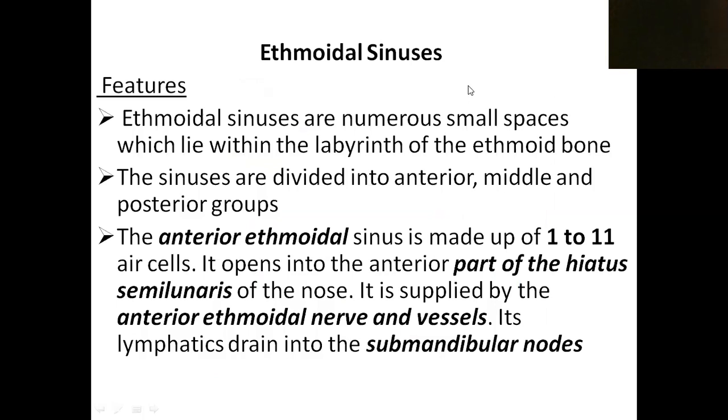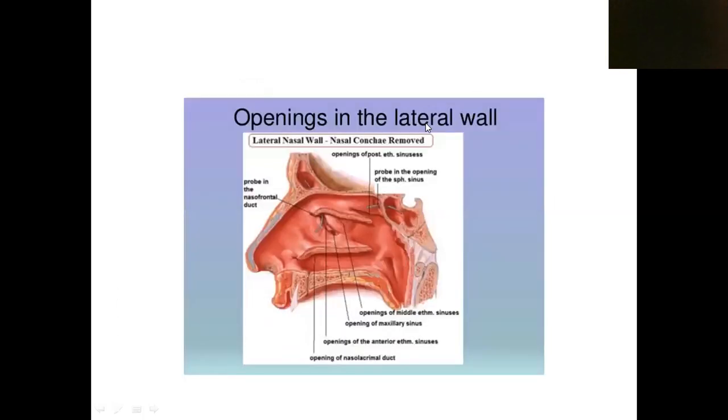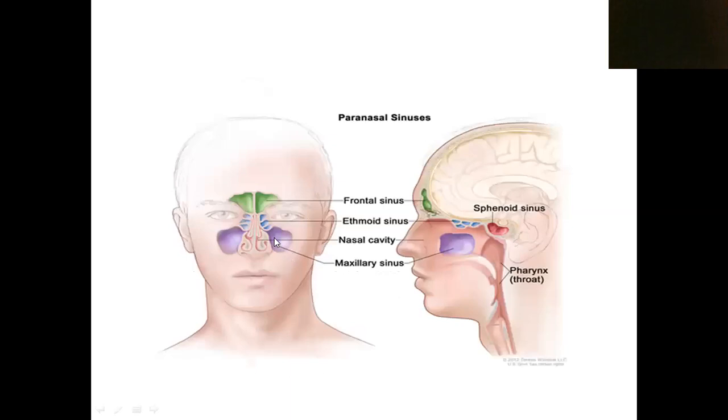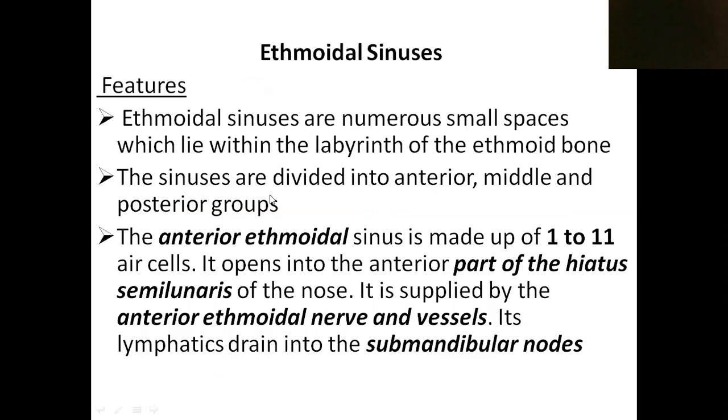Now, ethmoidal sinuses are numerous air-filled cavities. See here, these are the ethmoidal air sinuses. There we can see numerous air-filled cavities inside the ethmoid bone. Those are the ethmoidal air sinuses, which can basically be in three groups: anterior, middle, and posterior.